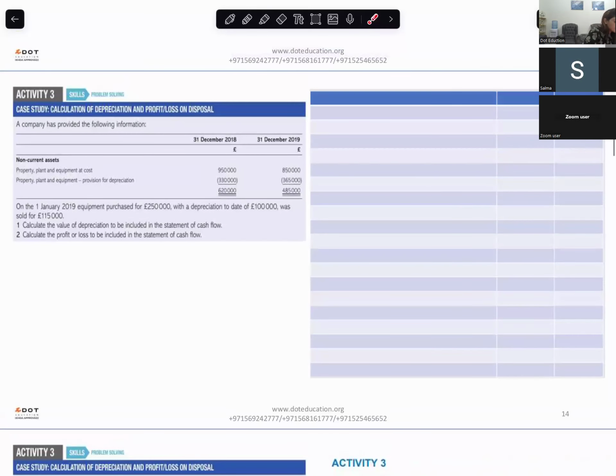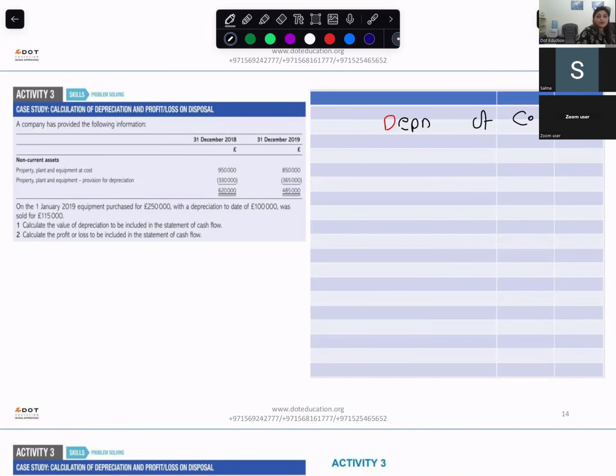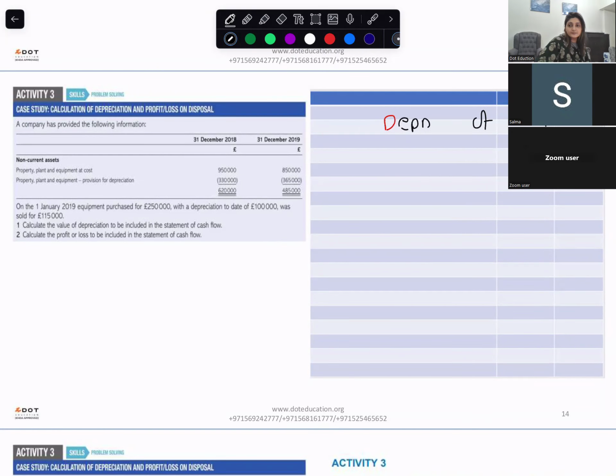Explain this sum to me. What is there in this sum? They just want you to calculate the value of the depreciation of the current year, and the profit or loss on sale of asset in the statement of cash flow. If it is a loss on sale of asset, what will happen to it? It will get added. If it is a profit, it will get subtracted.